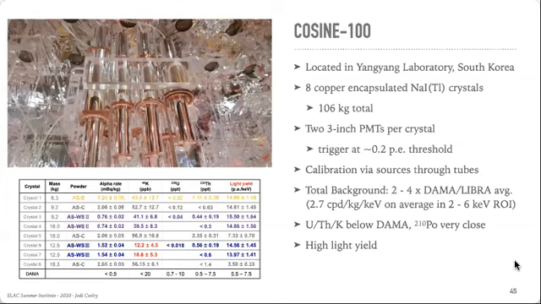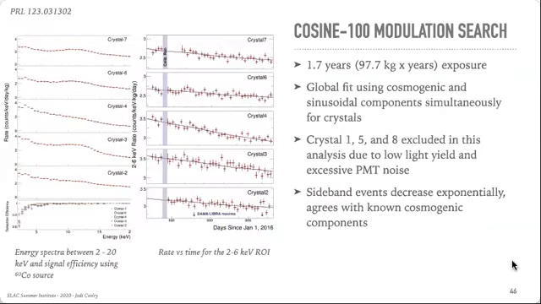Their uranium, thorium, and potassium are below DAMA, so that's good. And their PMTs have very high light yield. All right, and so these are some results. These are energy spectra between 2 and 20 keV, and the signal efficiency for each of the crystals that they use. Their signal efficiency is measured using a cobalt source, which produces neutrons. This here is showing rise time. So essentially, all of this looks good.